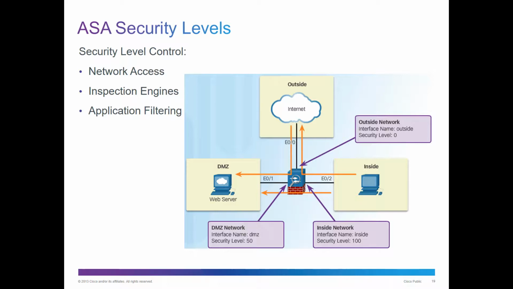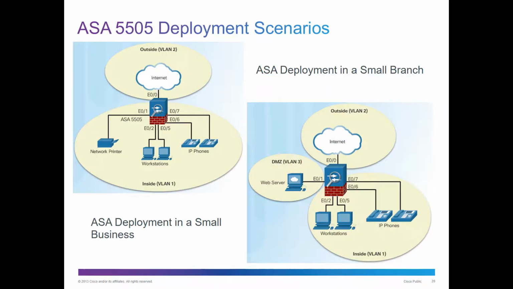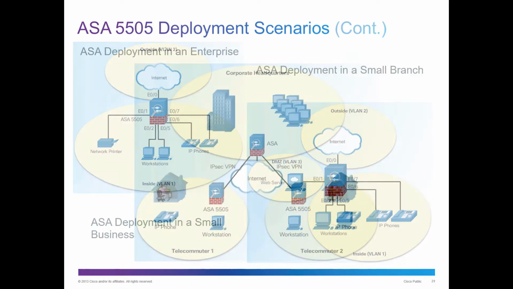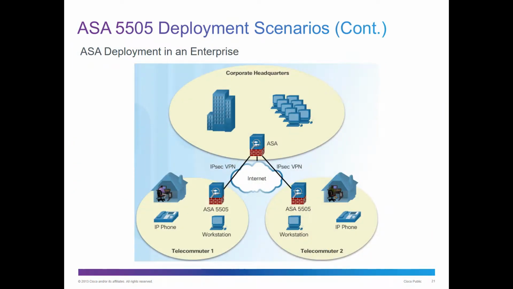Moving on to deployment. ASA deployment in a small branch can be varied depending on your equipment, your setup, how you want to do certain things, if you have a DMZ, if you don't have a DMZ. So keep in mind when we're doing this, an ASA, depending on the environment size, will drastically change. An ASA deployment in an enterprise may look more like this, with telecommuting workers, with corporate headquarters, with multiple VLANs, and so forth.